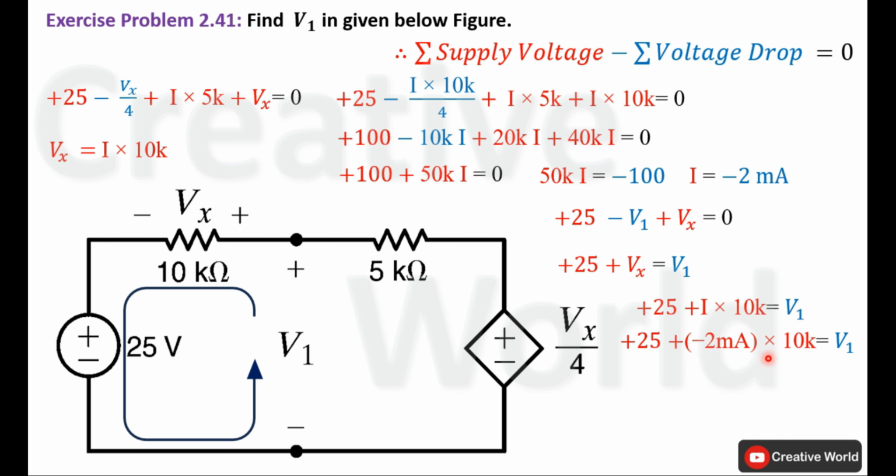Now open these brackets and take the product of minus 2 milliampere and 10k. It will become 25 minus 20 equal to V1. Solve this equation to calculate the value of V1, that will become plus 5 volt. So the value of V1 inside this circuit is plus 5 volt.